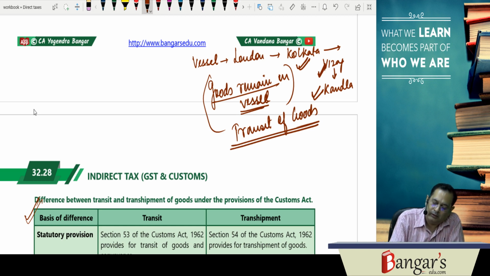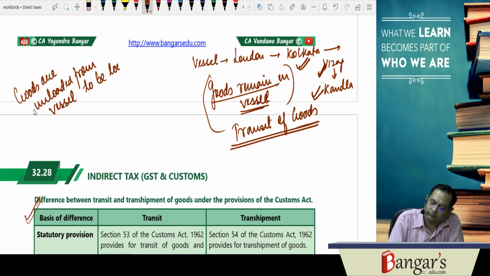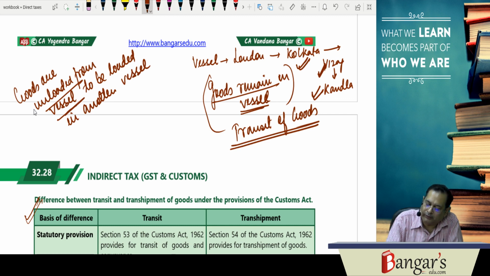And say, if goods are unloaded from a vessel to be loaded in another vessel, it is a case of transshipment.